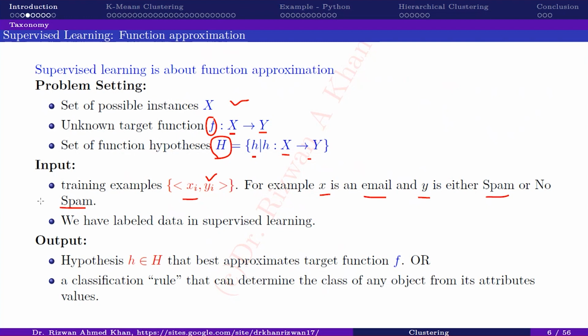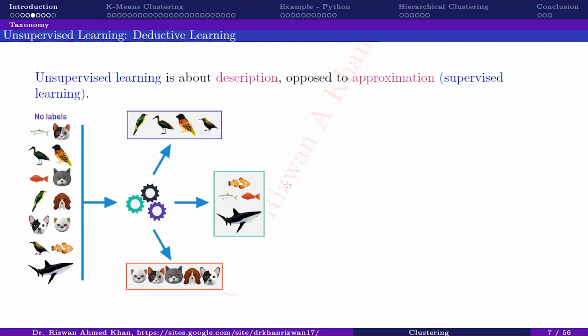So this is supervised machine learning, and the output would be a hypothesis that best approximates this function f that maps inputs to outputs. That is supervised machine learning. So supervised machine learning is about function approximation, in other terms, right? Unsupervised learning is about description as opposed to approximation. And I will explain what I mean by description.